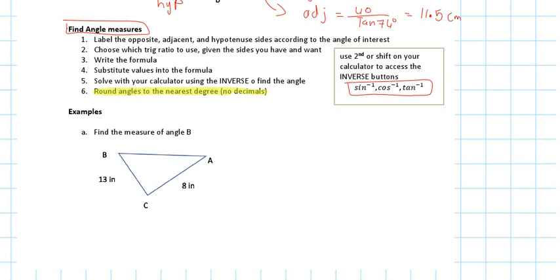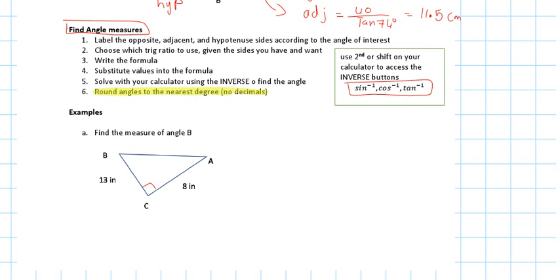All right, so here's an example. Angle C is my right angle. It's asking you to find the measure of angle B. So I'm looking for this angle, knowing that these sides are 13 and 8.